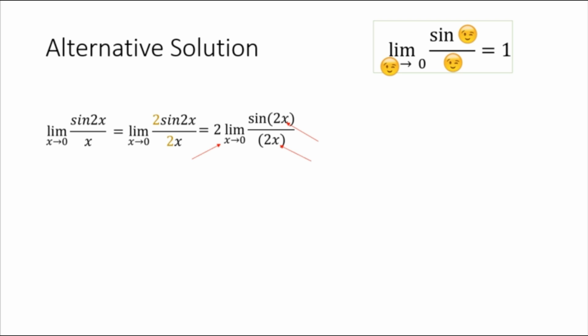So our next move is to attend to that, and that can be done by changing the variable. Now the change of variable is underway. Let y equal 2x. Notice that as x approaches 0, 2x also approaches 0, right? Hence, y, being equal to 2x, must also approach 0.